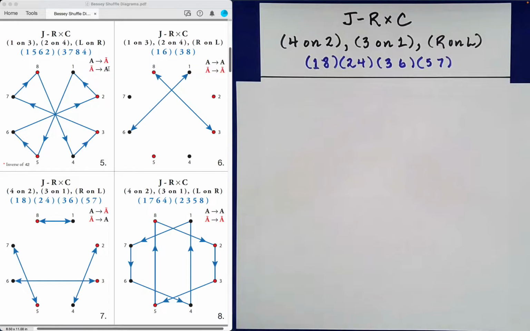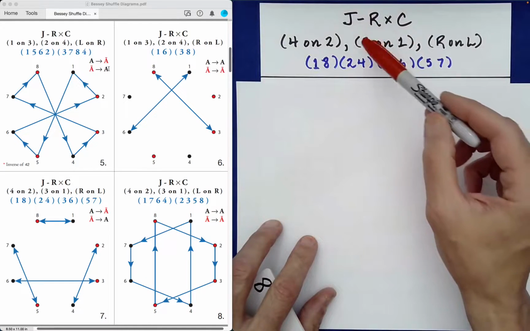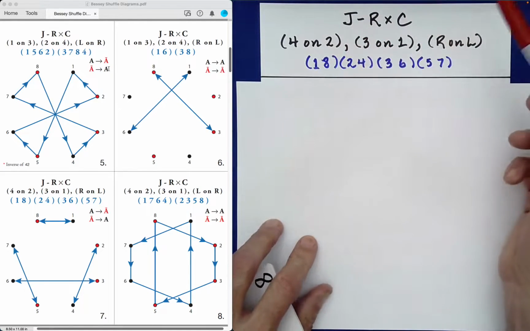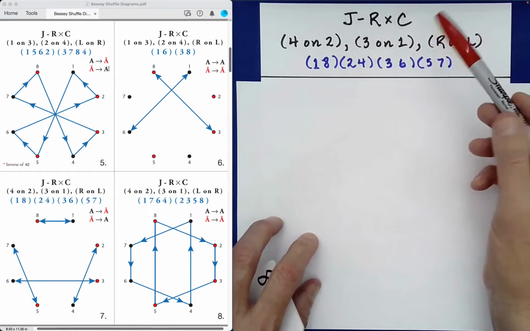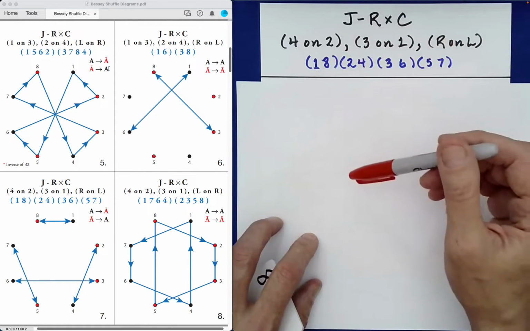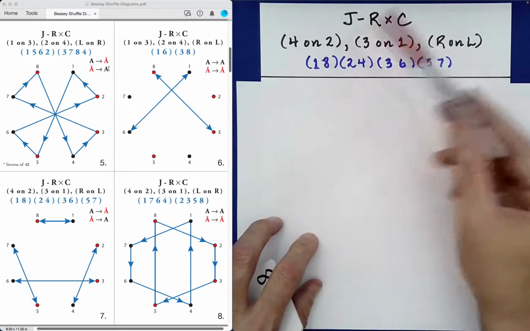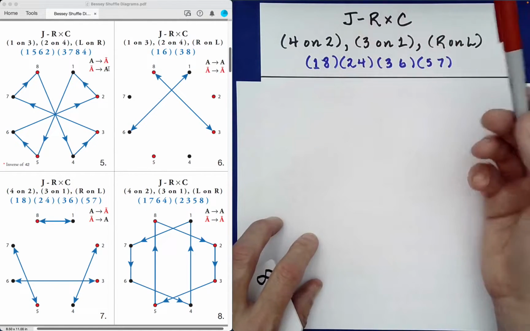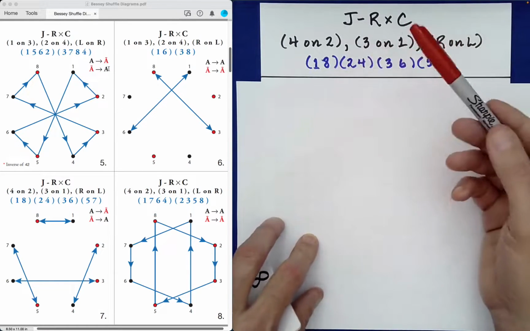Okay, let's take a look at our third Bessey shuffle for today. Now remember, a shuffle is a Bessey shuffle if it preserves Bessey sequences or inverts. So it needs to preserve or invert Bessey sequences. Well, the claim is all of the shuffles that we're going to feature in this little series are shuffles that preserve Bessey sequences. So therefore, by definition, they are Bessey shuffles.